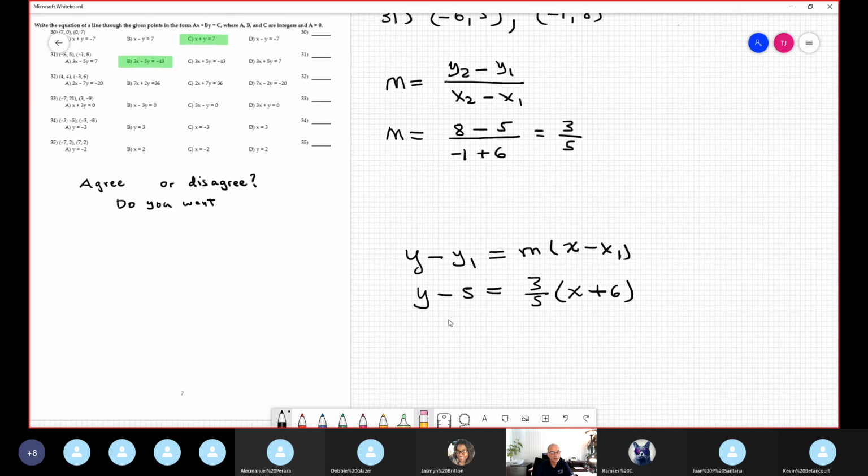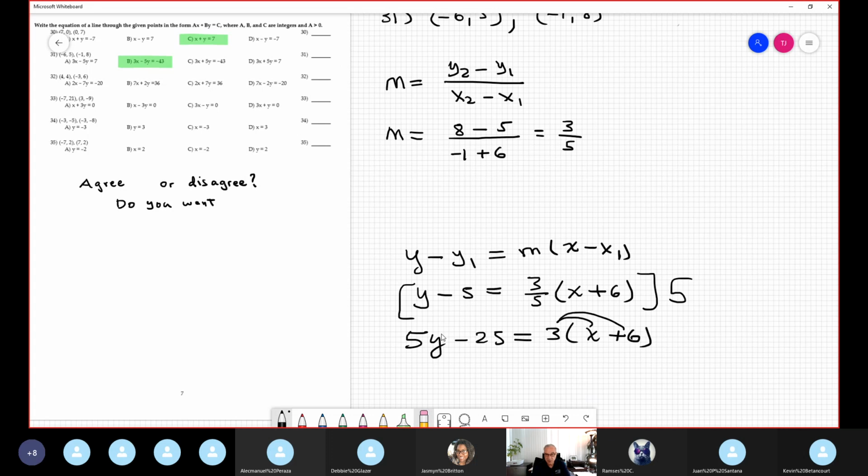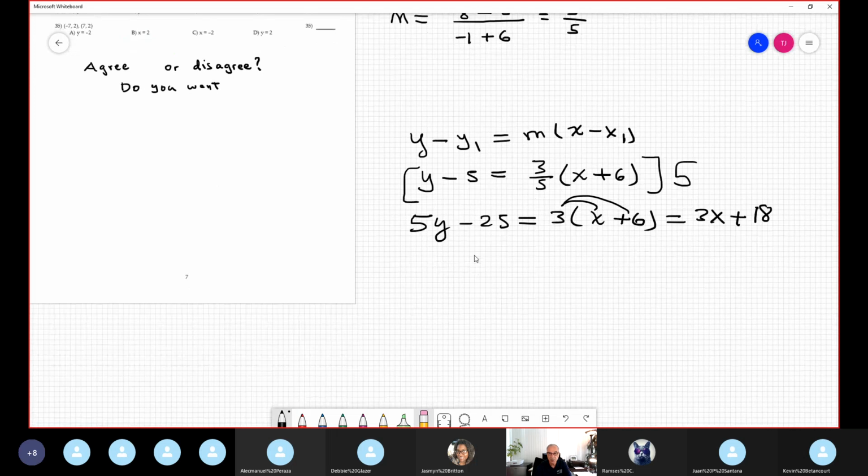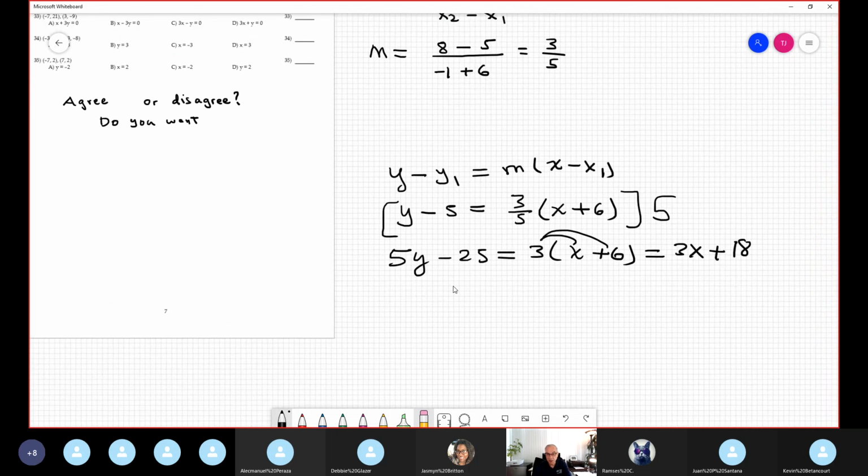However, they want the answer in standard form. It is very convenient to multiply by 5 in order to eliminate that fraction. So 5y minus 25 is equal to 3 times (x plus 6). Now you apply the distributive property and you have 3x plus 18. So now it's just manipulation. I propose you put the variables x and y in alphabetical order on the left hand side. This is minus 3x plus 5y is equal to 18 plus 25. And 18 plus 25 is 43. Let me check in my calculator: 18 plus 25 is 43.